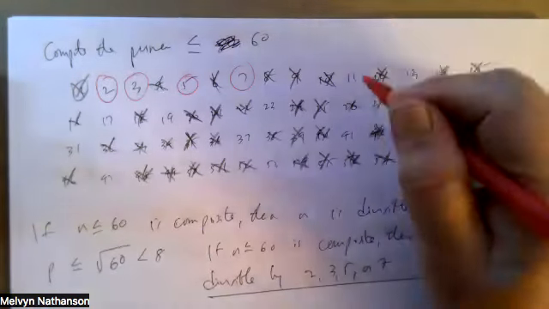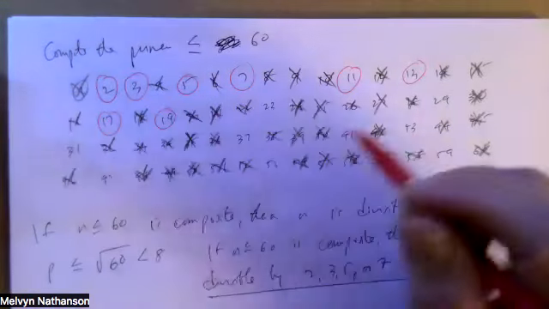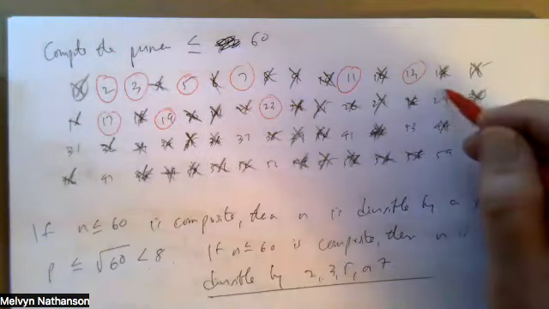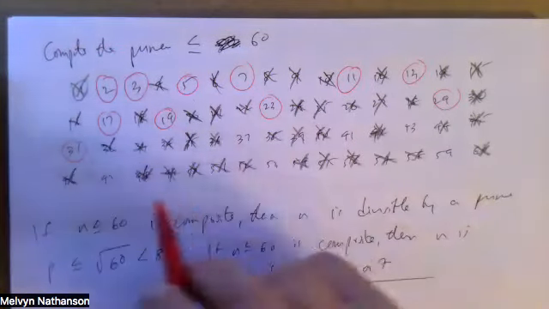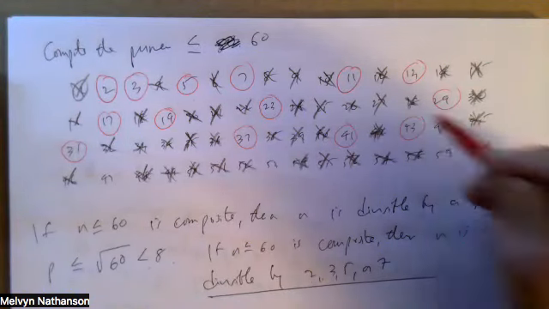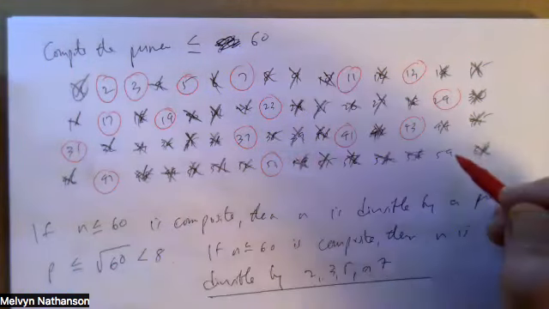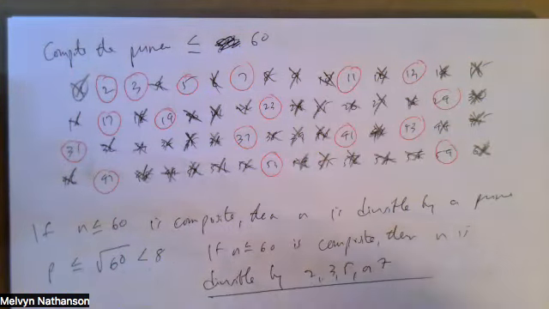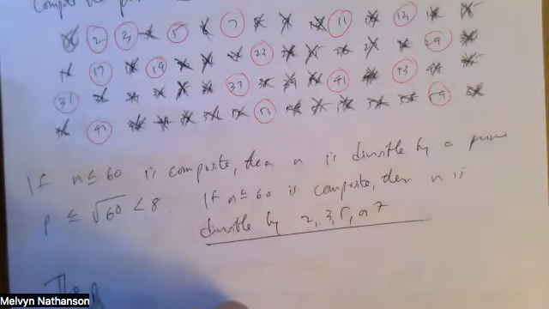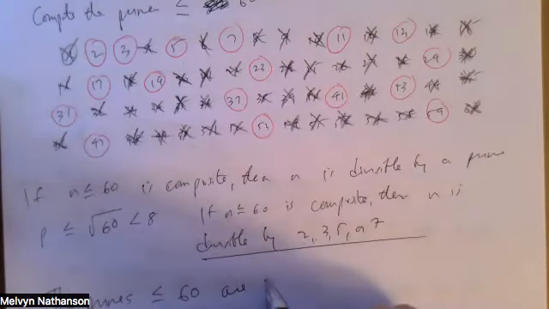What numbers aren't crossed out? 11, 13, 17, 19, 23, 29, 31, 37, 41, 43, 47, 53, and 59. So those are the primes. The primes less than or equal to 60 are the numbers that aren't crossed out.